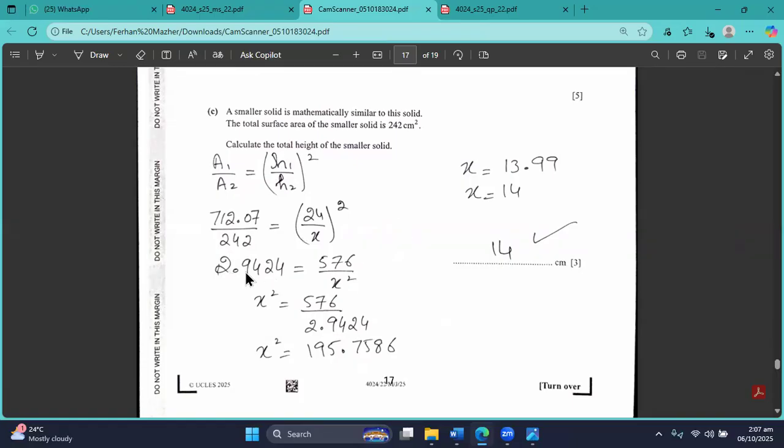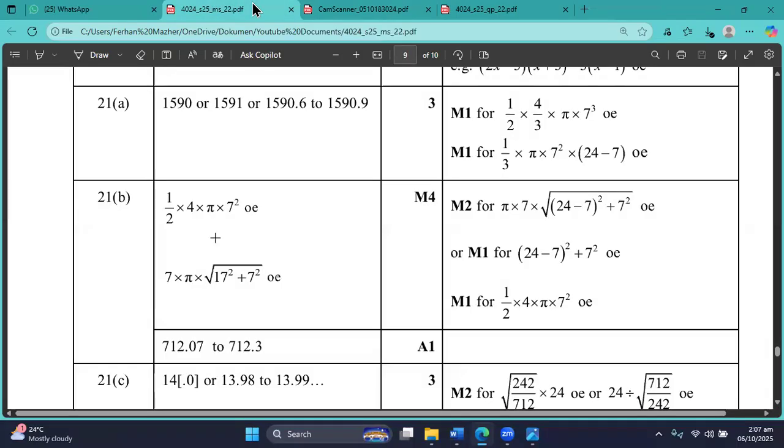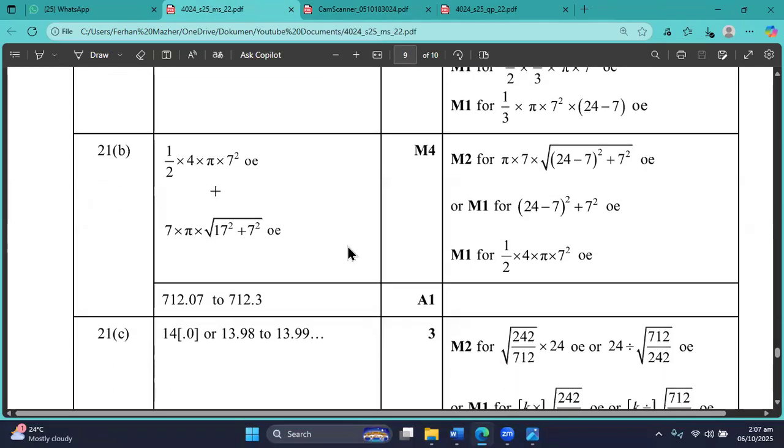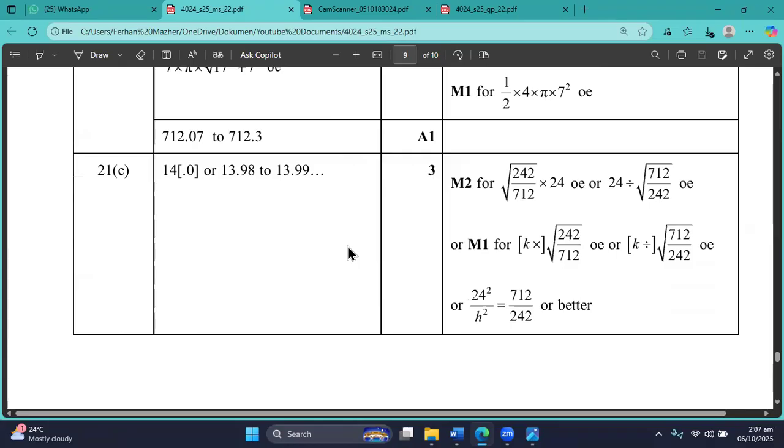So it will be 2.9424 equals to 576 divided by x square. I have taken the square on. So x square will be equal to 576 divided by 2.9424. So that will be x square is equal to 195.7586. So x will be equal to 13.99. X will be equal to 14. So the height of the smaller solid will be 14.